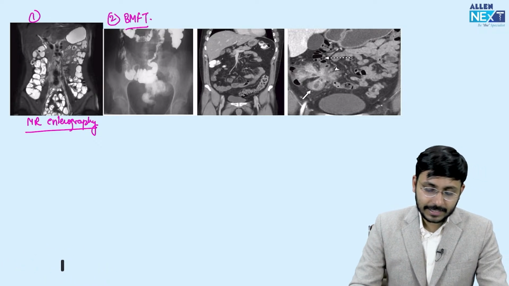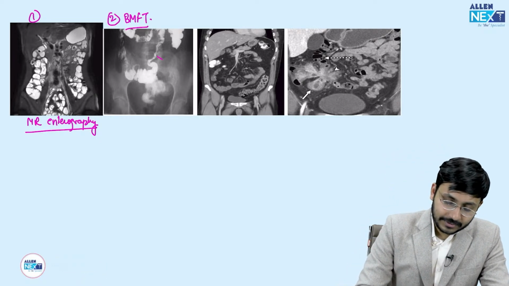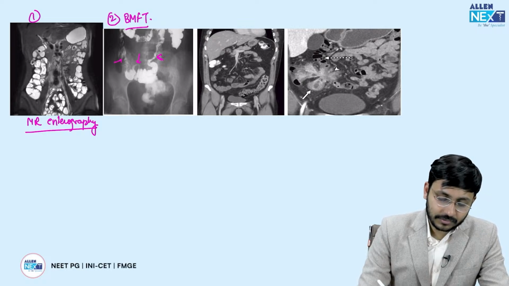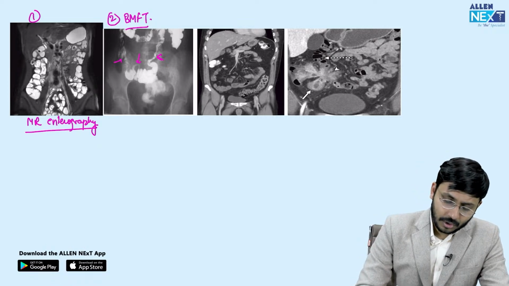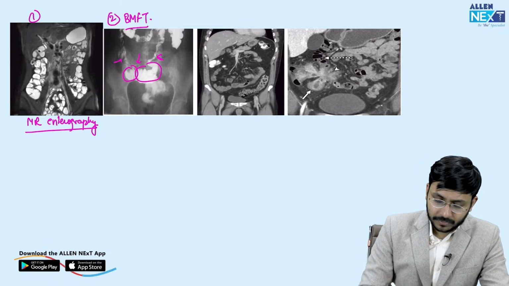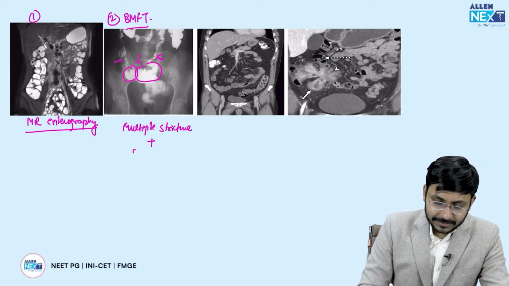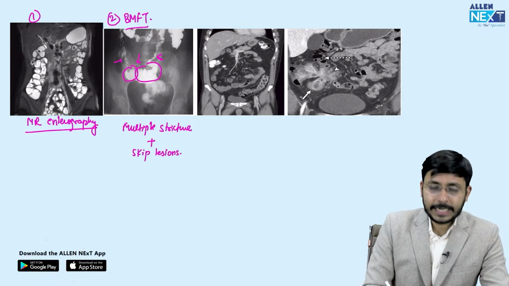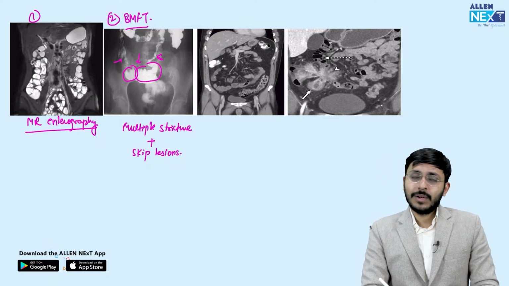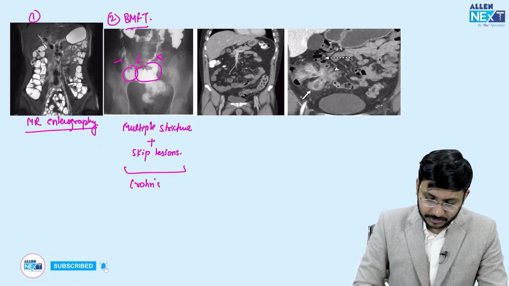We see that the barium contrast is in the small bowel and the large bowel, and we see these multiple strictures within the small bowel. And intervening these strictures, we have these normal areas of bowel. So what are we dealing with? We are dealing with multiple strictures and these skip lesions. Skip lesions meaning intervening normal bowel segment. So this is pathognomonic of Crohn's disease.